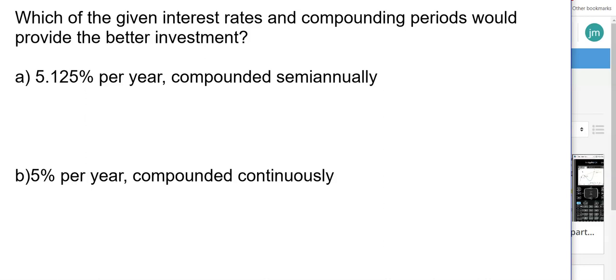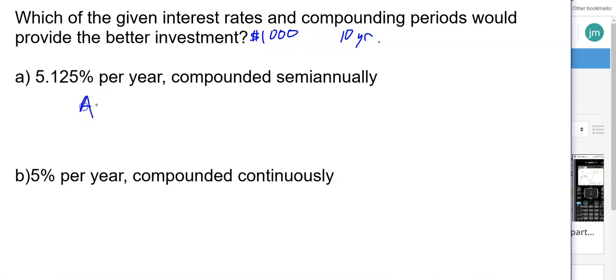So the 5% is compounded continuously, but the 5.125, so you get a little better interest rate, but it's going to be compounded semi-annually. So let's see how much you'll get with these two scenarios. So let's say that you put in $1,000, and let's say that you do this for 10 years. Let's see which one's the better deal here.